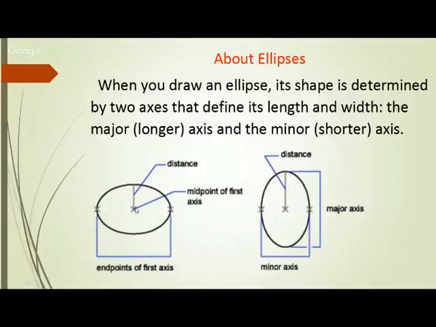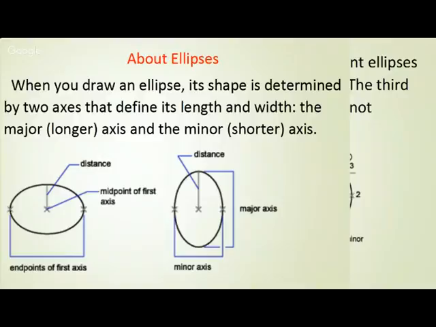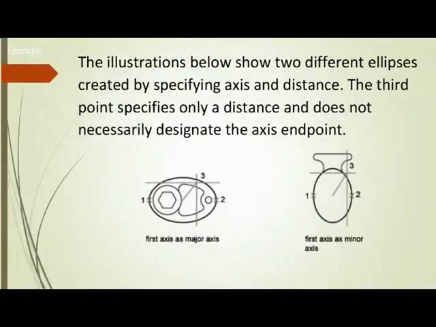This is the midpoint of the first axis and the endpoints of the first axis like this, right? Let us see now how it is drawn. When the first axis is the major axis, then the ellipse will be drawn like this. Right? And if you choose that the first axis is a minor axis, then the result will be on the right hand side like this. Okay.